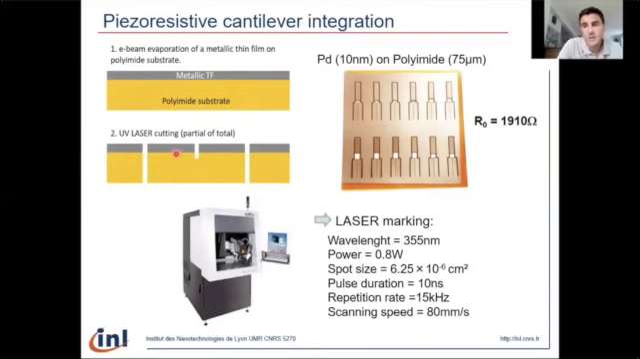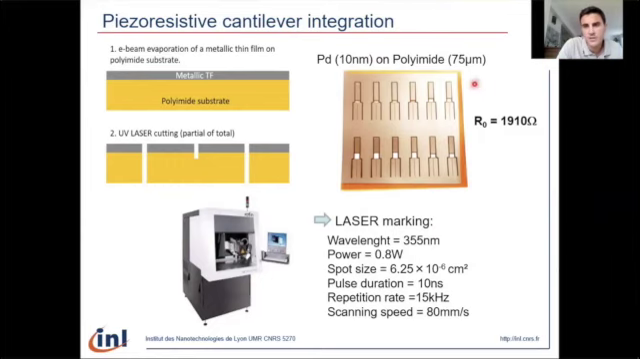To develop the laser marking process, we have used an industrial equipment that is available at INL in our clean room. We have used a UV laser with a wavelength of 355 nanometers, an average power of 0.8 watts, a repetition rate of 15 kilohertz, and a scanning speed of 80 millimeters per second. Here on the top, I have presented a photograph of a substrate that integrates 12 cantilevers with different geometries. To develop these 12 cantilevers, it takes around 3 minutes with this laser marking process.